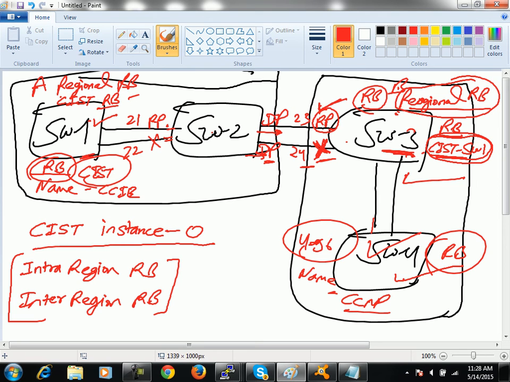Remember that in all those regions which do not have the root bridge for CIST, which do not have the inter-region root bridge, their edge switch will always be elected as the regional root bridge. So in all other conditions, because for inter-region, switch 1 is working as the inter-region root bridge, right? So in all conditions, switch 3 will always be the regional root bridge for instance 0. And again, it happens to prevent your switch network from bridging loops. And you cannot manipulate it.